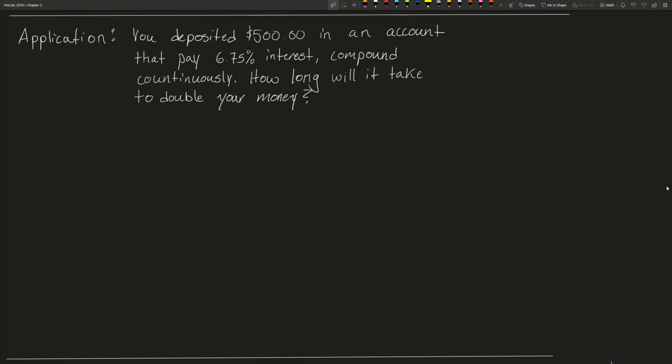So a couple of things that we need to pull out. Our initial value is $500, so that's P.